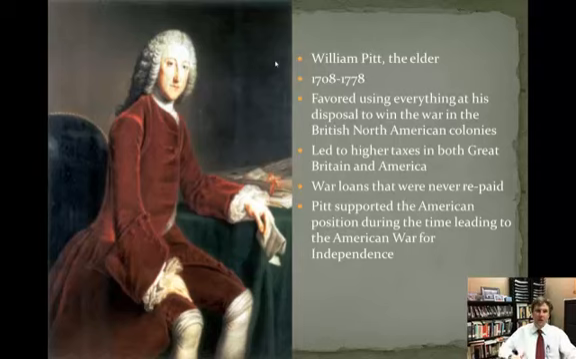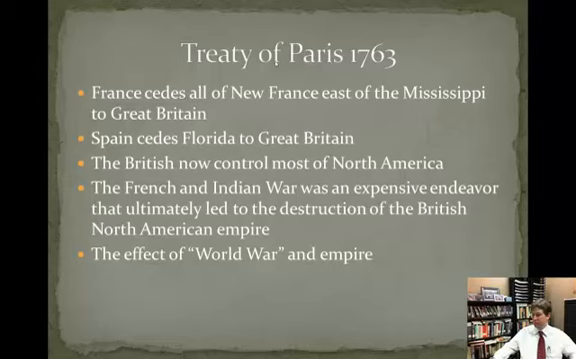Now, I mentioned William Pitt the Elder. He favored using everything at his disposal to win the war in the British North American colonies, which is going to lead to higher taxes in both Great Britain and America. You're going to get war loans that were never repaid. That sounds familiar. The United States has loans it will never repay. Pitt supported the American position during the time leading to the American War for Independence. So he recognized that the British trying to clamp down on the colonies was problematic at best.